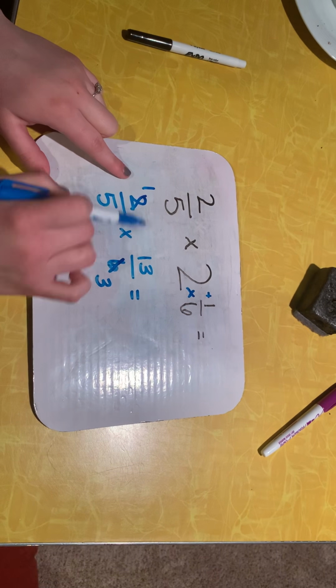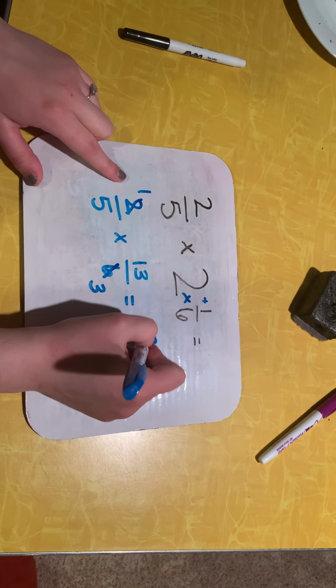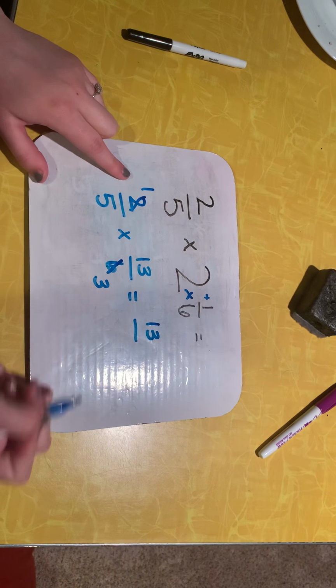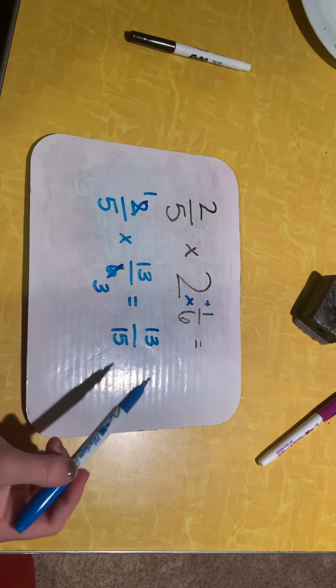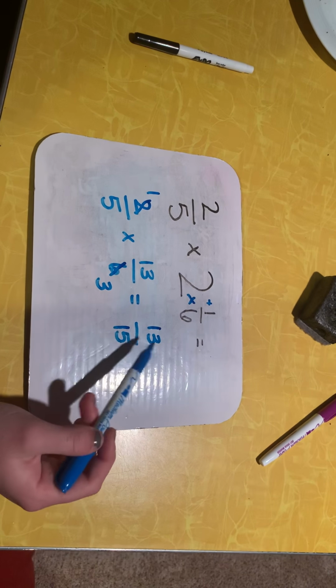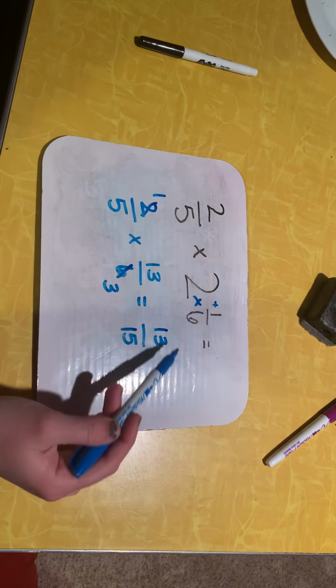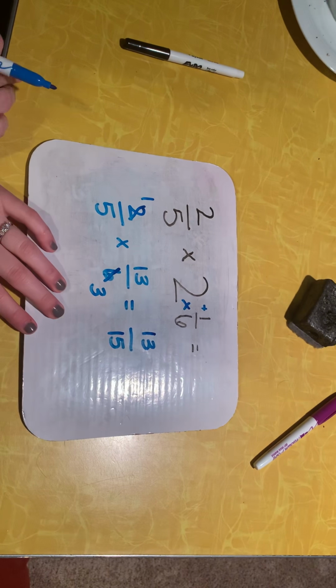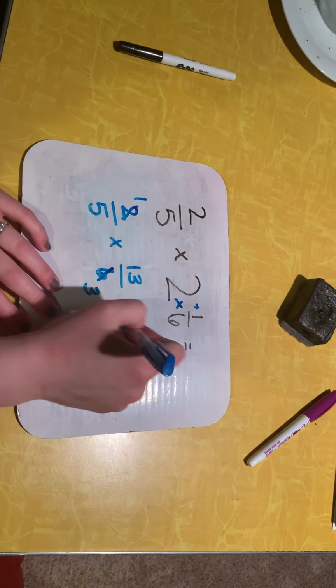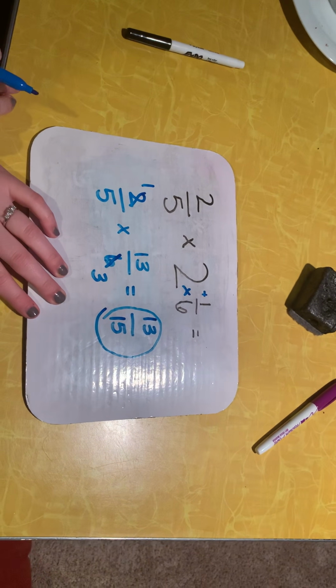Then we're going to multiply across. 1 times 13 is 13, over 5 times 3 is 15. Okay, we're going to look and say, do 13 and 15 have any common factors that we could use to reduce? And they do not. So we know 13/15 is not an improper fraction. So we know that 13/15 is our final answer.